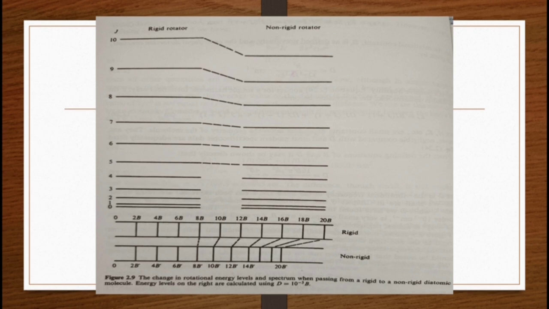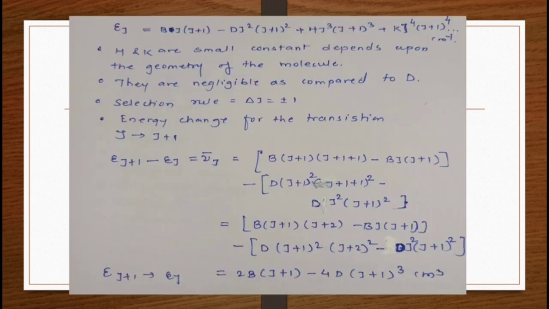See here, spacings are given. These are for the rigid molecule: 0, 2B, 4B, 6B. This is the separation between two energy levels, and when we take the non-rigid rotator, the separation will be decreasing as we increase the J value. So here the energy levels are more closely spaced as compared to the rigid rotor. Such types of transitions will be observed in case of the non-rigid rotator.